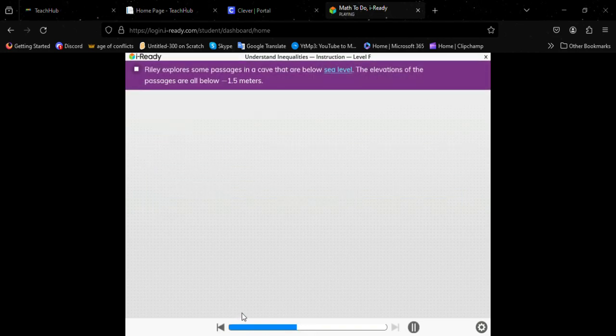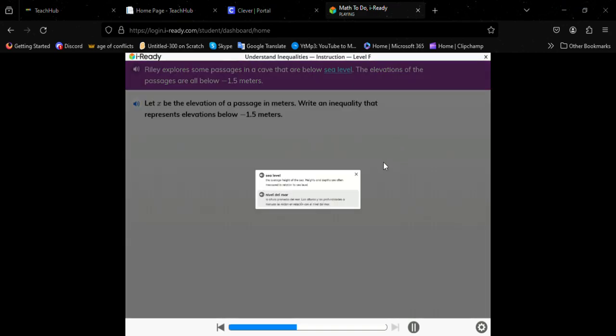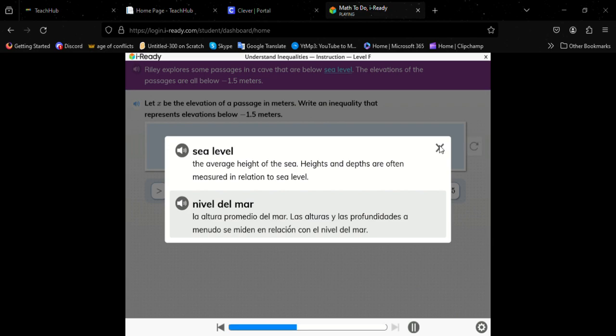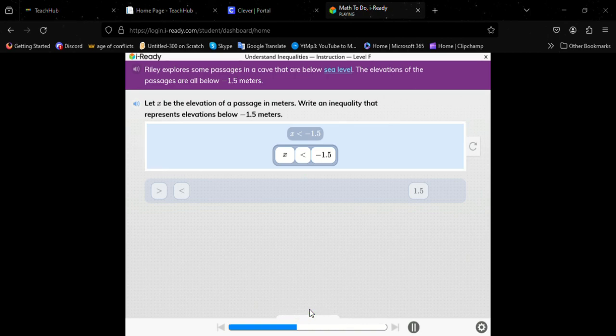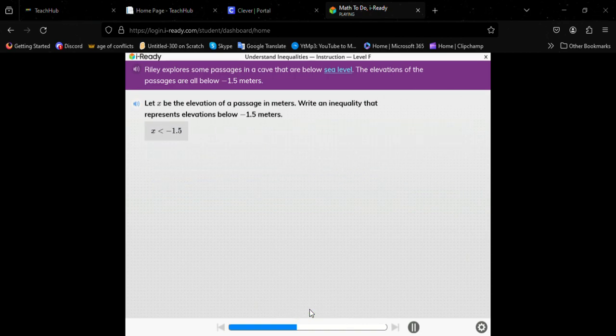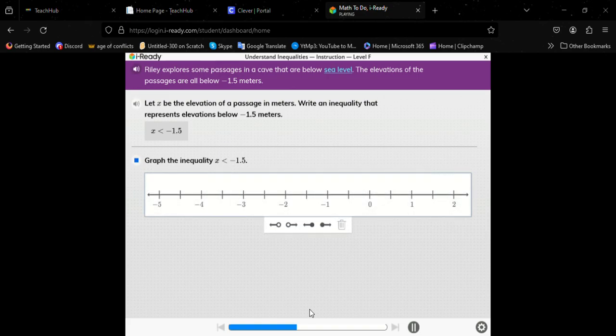Riley explores some passages in a cave that are below sea level. Let x be the elevation of a passage in meters. Write an inequality that represents elevations below -1 5/10 meters. Graph the inequality x is less than -1 5/10.